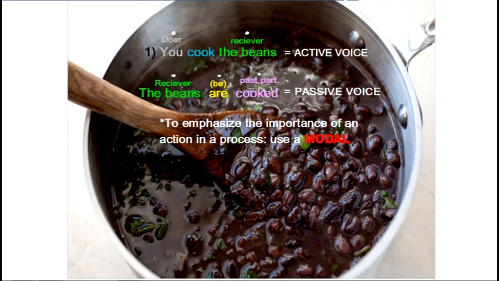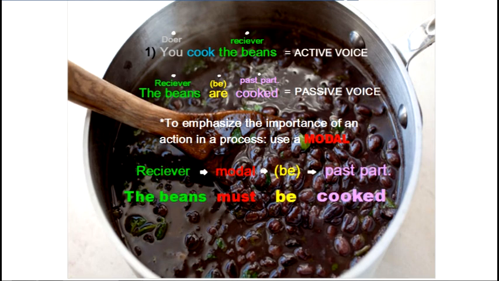So I'm going to say, well, the beans must be cooked. And I'm using a modal verb, in this context must, to emphasize how important it is that the beans are cooked. And I use the sentence, the beans must be cooked. It's really, really important. Okay?